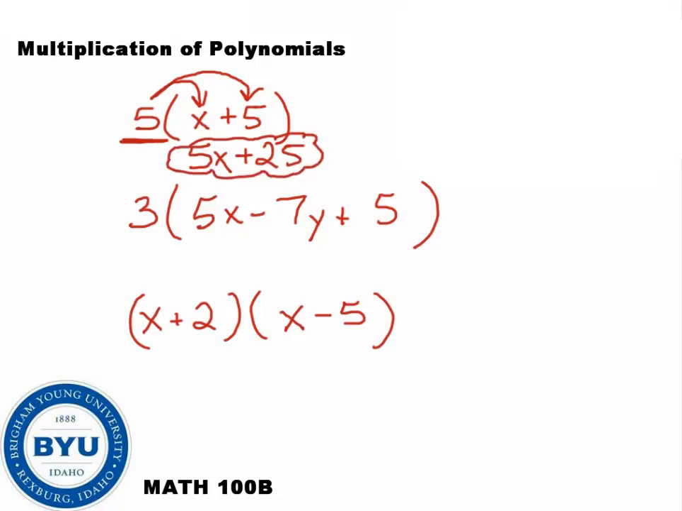I'm going to change my color here. On this next one, again, we would multiply the 3 into everything inside. 3 times 5x is 15x. 3 times negative 7y is negative 21y. And 3 times 5 comes out to be 15. So that was the distribution law, which is what we called it.